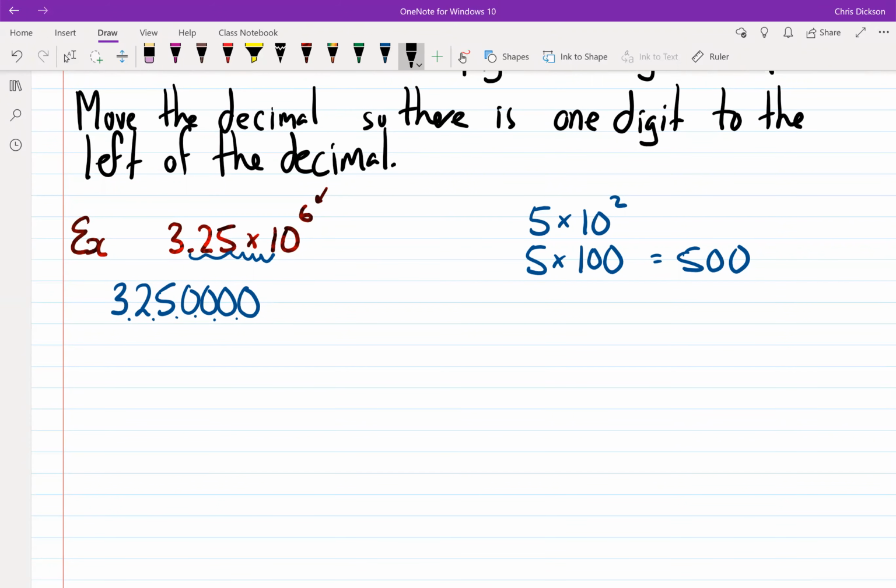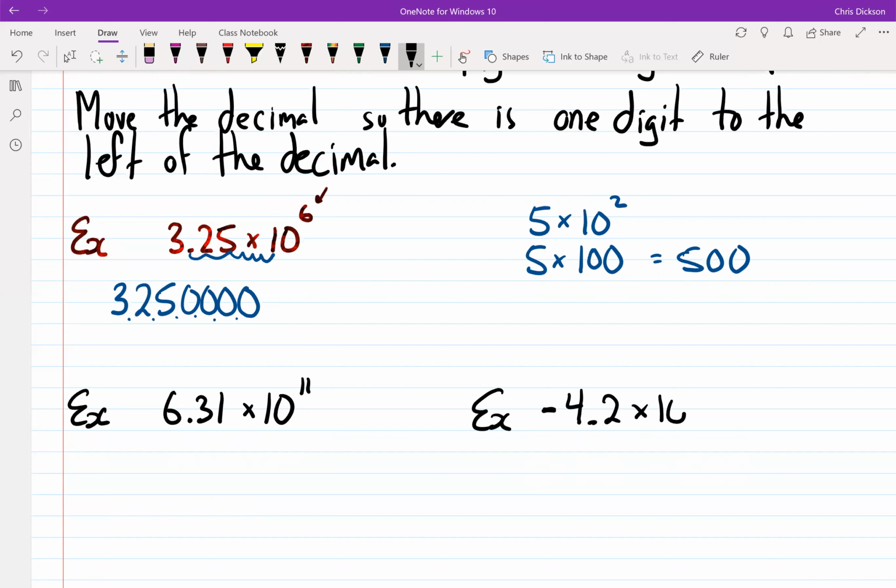Let's take a look here, just 2 more questions. Example: 6.31 multiplied by 10 to the 11, let's make it positive. And the other example, let's make it negative 4.2 multiplied by 10 to the negative 6. So negative 4.2 times 10 to the negative 6.